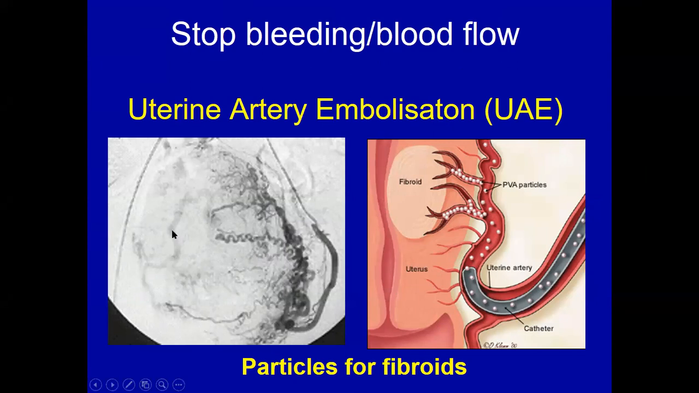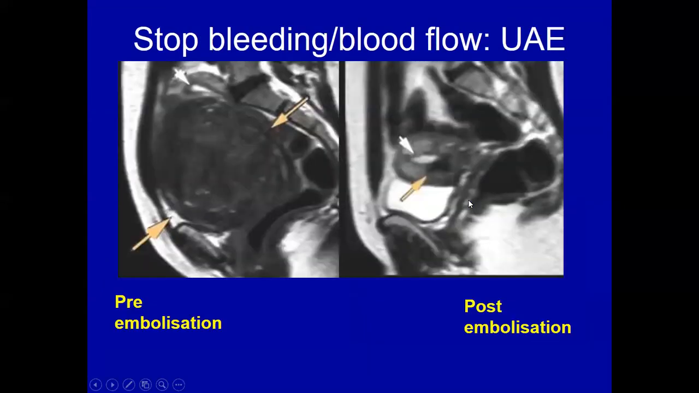bleeding. So you go through the artery. This is going from the right common iliac to the left common iliac to the left internal iliac to the uterine artery. And inside there, we just put small particles. And what will happen to the fibroid is that with time, it will shrink. So this is an MRI showing the fibroid before and the fibroid after treatment. So without having hysterectomy or myomectomy, the patient can have a good result.